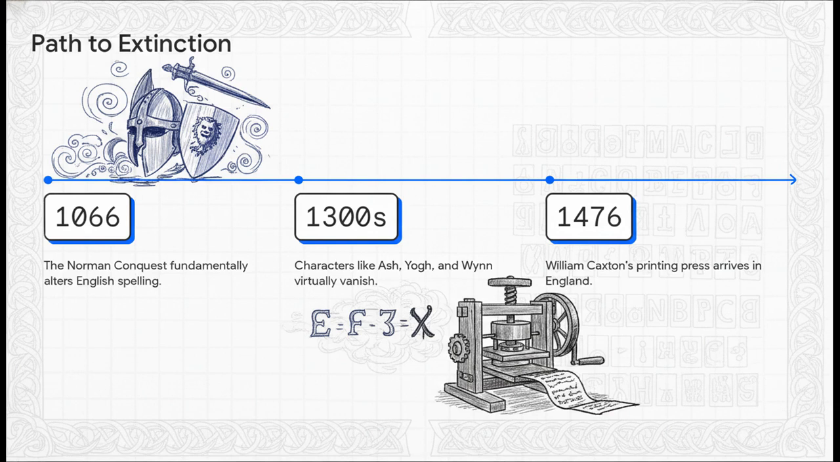If we track this chronologically on a timeline starting in the Middle Ages, we see that in 1066, the Norman conquest dramatically altered the entire trajectory of English spelling. Because of this invasion, by the 1300s, characters like ash, yog, and win had virtually vanished from everyday use, and by 1476, the arrival of William Caxton's printing press would step in to finish off whatever was left.